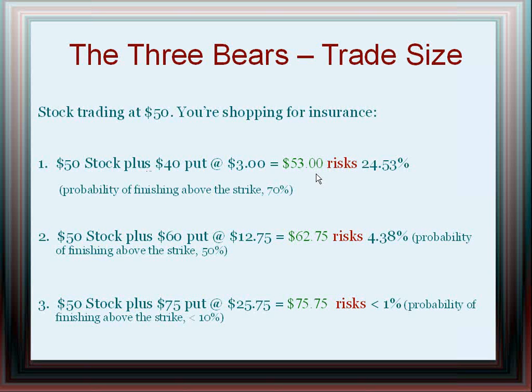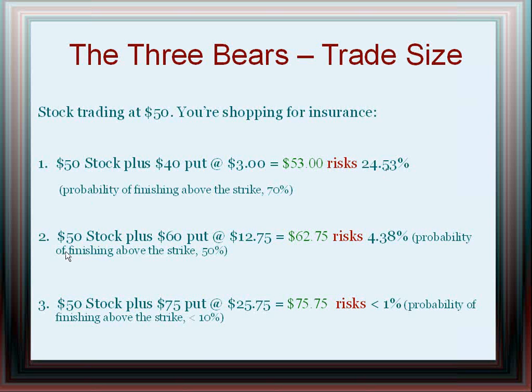So our total investment is $53, but we've only got a 40 put. We're risking $13 on the position, or 24.53%. Let's just call it 25%. If you suffer a 25% loss in your position, you're going to need a 33% gain to get back to break even. If you suffer a 33% loss in your position, you're going to need a 50% gain just to get back to break even. It's a very slippery slope called gambler's ruin, or the martingale.